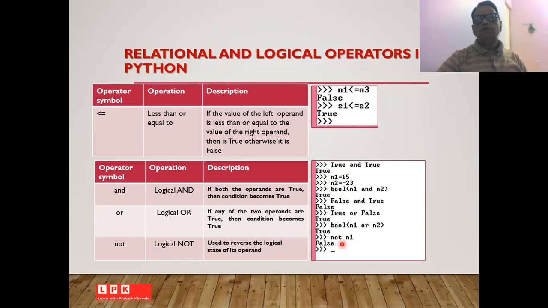So these logical operators are very useful operators because these operators can be used whenever we want to combine one or more conditions together. So for the combination of one or more conditions together, we can make the use of such operators.